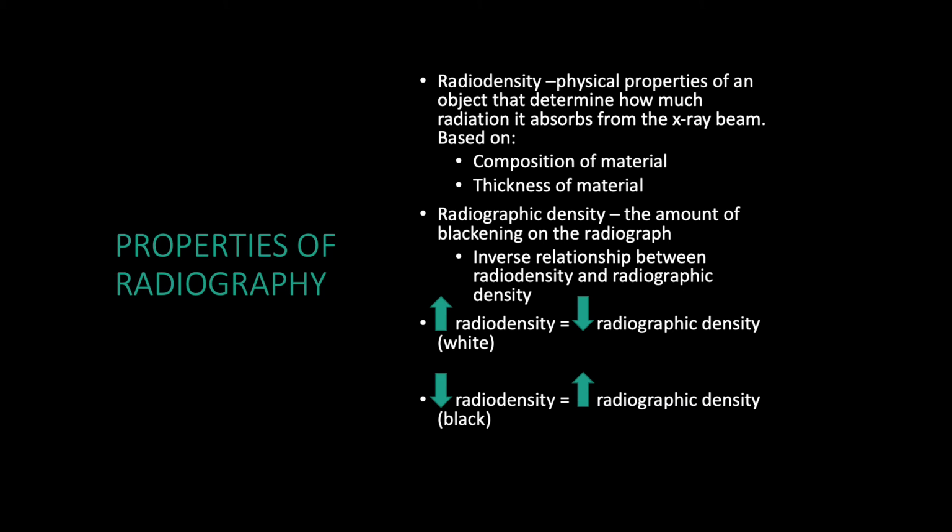This is the amount of blackening on the radiograph. So there's an inverse relationship between what we'll call radiodensity and radiographic density. If we have increased radiodensity, we have decreased radiographic density and it creates a white portion on the image, on the film. If we have decreased radiodensity and increased radiographic density, it creates a black portion to the film. So depending on the amount of density here, we can create a good image on X-ray film.